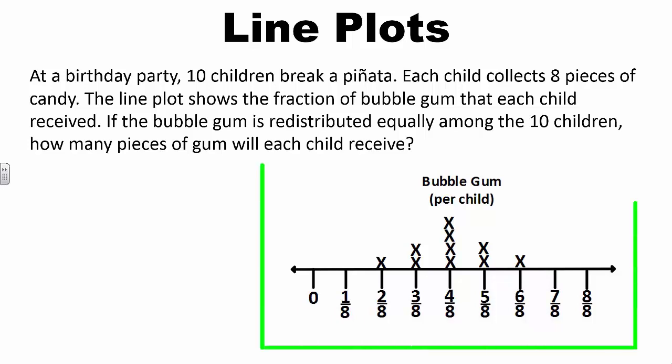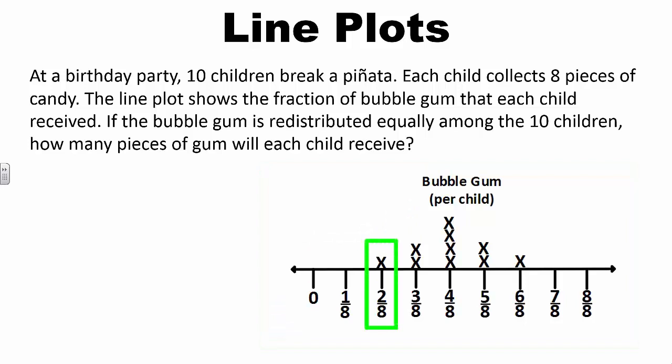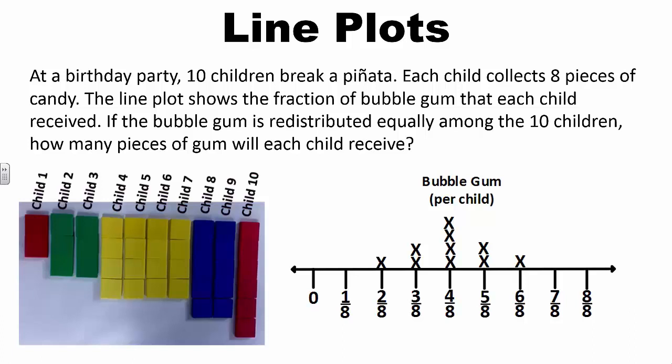The line plot shows the fraction of bubble gum that each child received. So one child received 2 pieces of gum, 2 children received 3 pieces of gum, 4 children received 4 pieces of gum, 2 children received 5 pieces of gum, and 1 child received 6 pieces of gum. The children want to redistribute the gum so that each person has the same amount. Let's look at this with a visual. The squares represent the number of bubble gum pieces that each child received. We need to redistribute the pieces so each child has an equal amount.